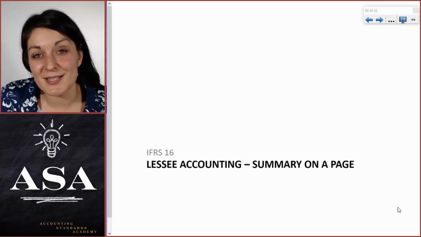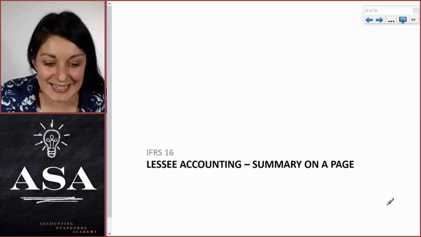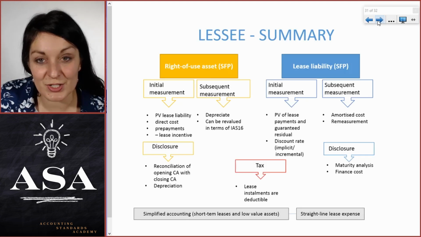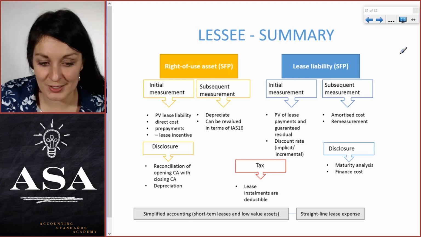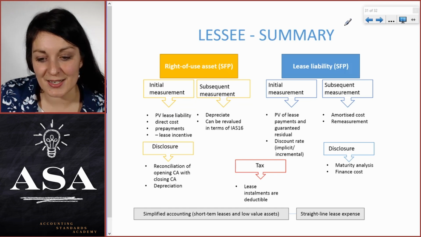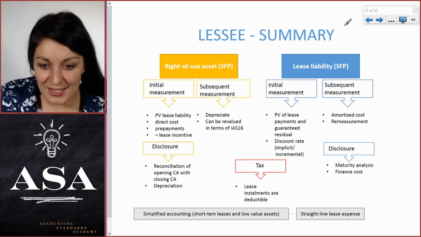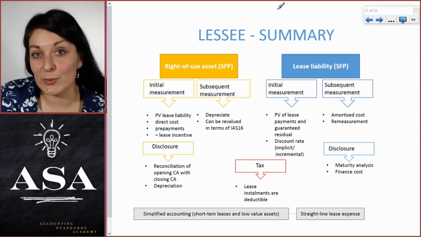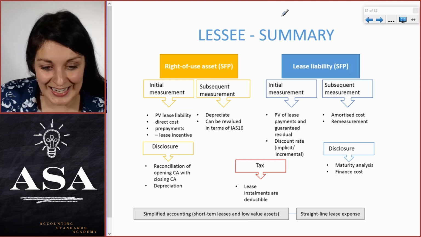Okay, so the purpose of this lecture is to quickly give you a summary of lessee accounting in terms of IFRS 16. This is a one-page summary to give you a quick overview of the important concepts here. When you deal with the lessee, this is the party that gets the underlying asset of the lease for a certain period of time, and this lessee will then make payments to the lessor for the use of this underlying asset.